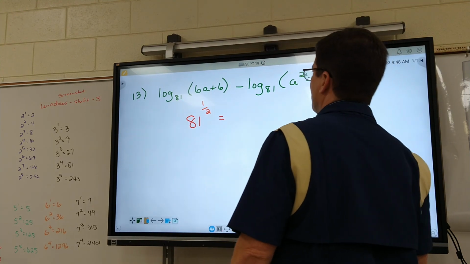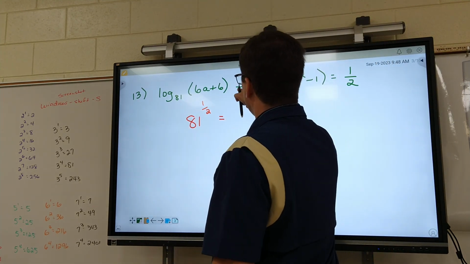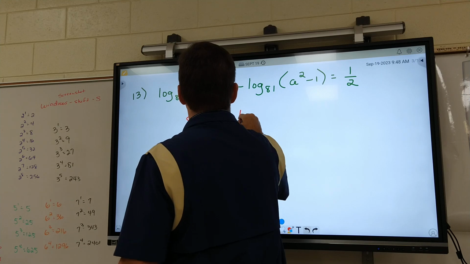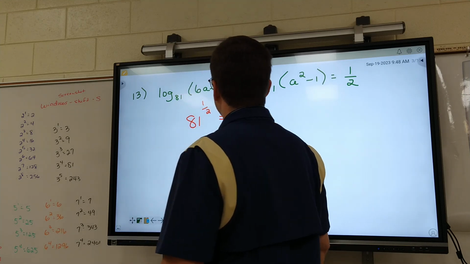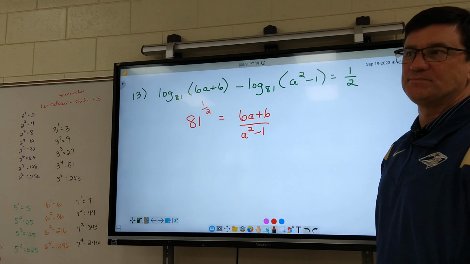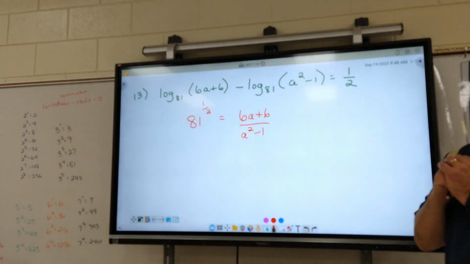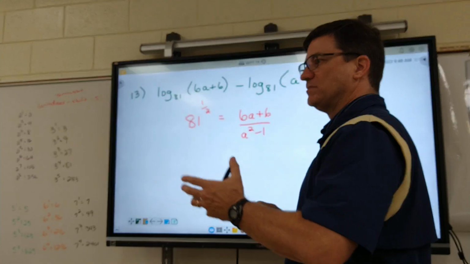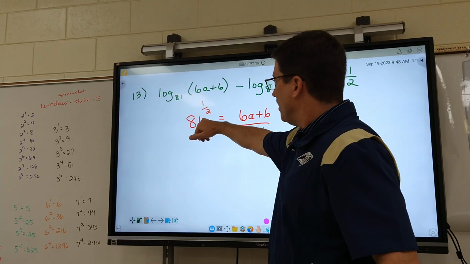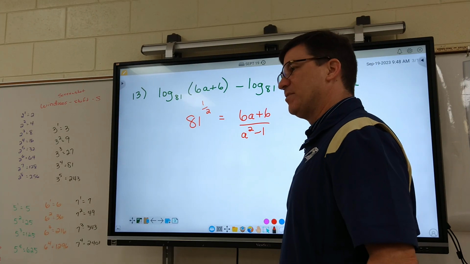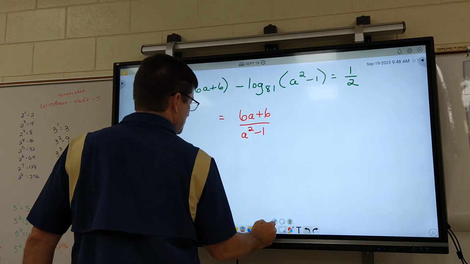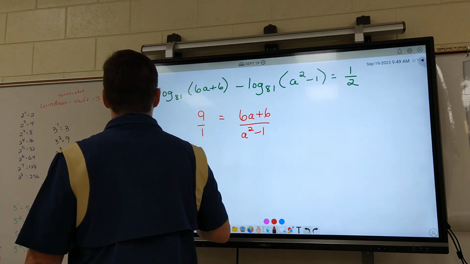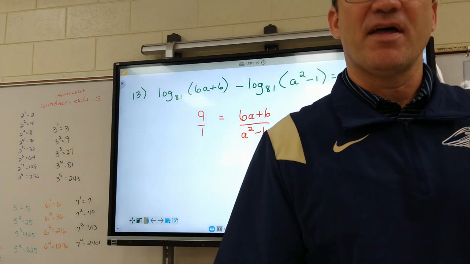81 to the 1/2. Now, these two have a minus in between, so I've got to divide them: 6a plus 6 over a squared minus 1. James, real quick, plug in 81 to the 1/2 for me. Tell me what that equals. 9. So I'm going to erase this and put 9 over 1. Make sure y'all see how I got that.